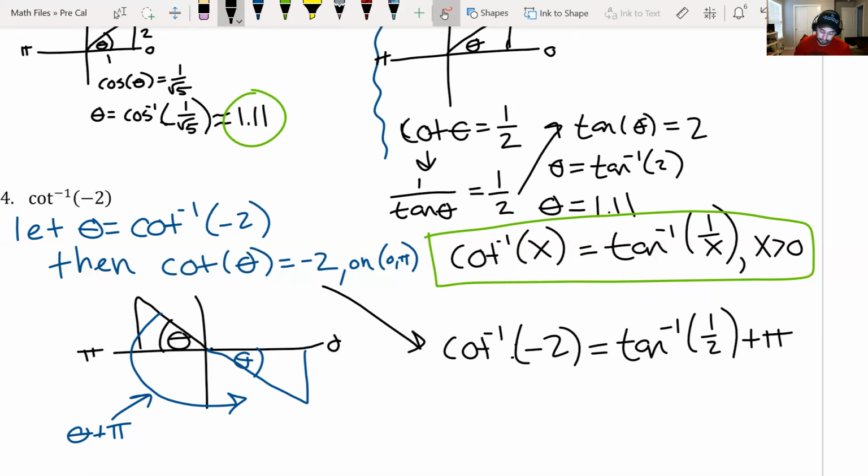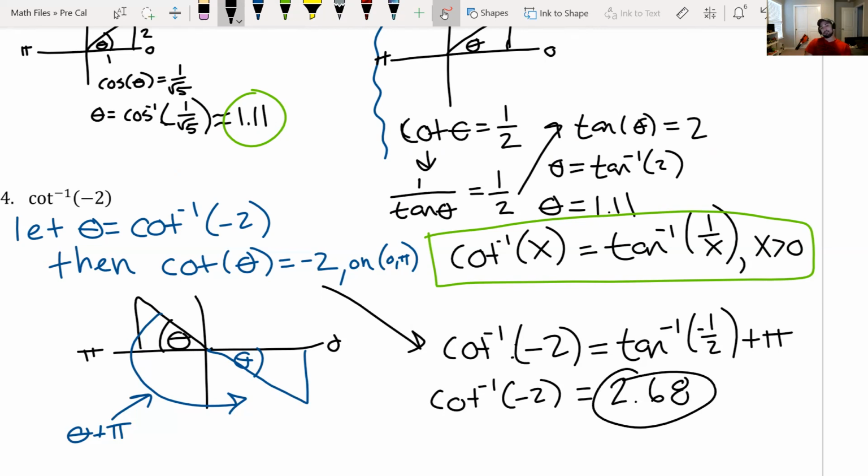So now, plug this in your calculator, and we get cotangent inverse of -2 is equal to, and let me do inverse tangent. Oh, that should be negative in there. Inverse tangent of -1/2 plus pi. I get 2.68.